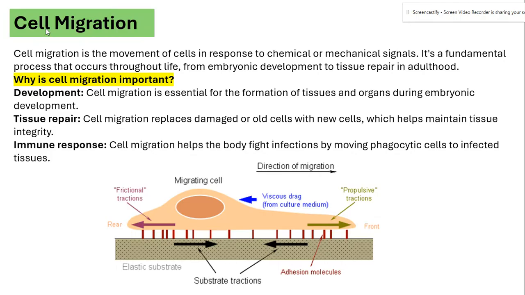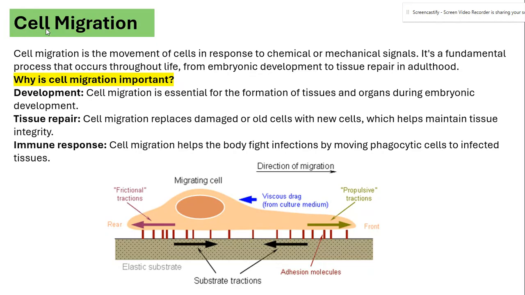It's a fundamental process that occurs throughout life, from embryonic development to tissue repair in adulthood. Why is cell migration important? Development. Cell migration is essential for the formation of tissues and organs during embryonic development. Tissue repair. Cell migration replaces damaged or old cells with new cells, which helps maintain tissue integrity. Immune response. Cell migration helps the body fight infections by moving phagocytic cells to infected tissues.